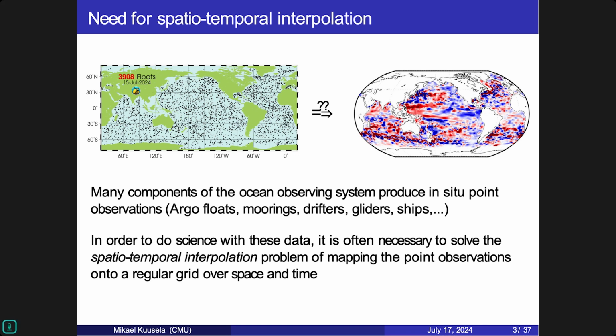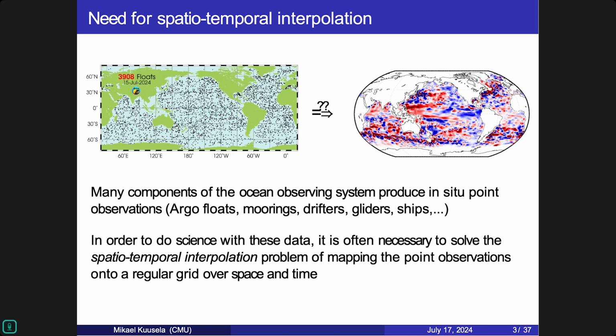This is of course a much bigger problem than just Argo. This applies to almost any in situ observation in oceanography. There are many devices that can produce such observations: the Argo floats, but also moorings, drifters, gliders, ships. There's even one picture of a marine mammal with a sensor. So in all of those cases, you usually need to deal with this problem of going from the sparse observations into a continuously interpolated map over space and time. So we need to solve this spatial-temporal interpolation problem.